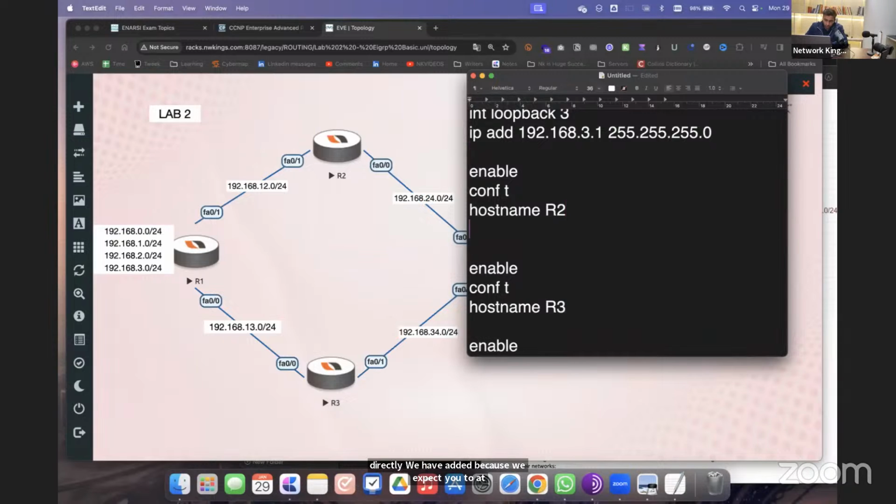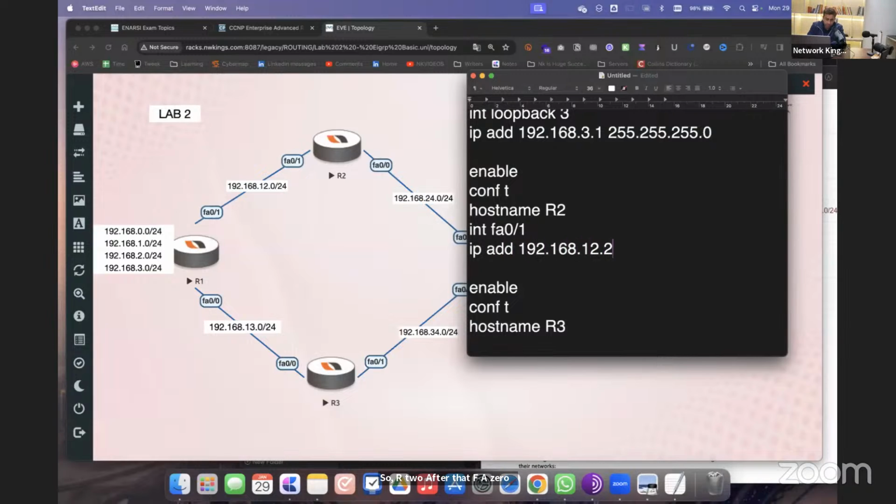Okay, so R2. After that, FA0/1, IP address 192.168.12.2. This is router 2, so all subnets end with 2. Very simple. Interface FA0/0, IP address 192.168.24.2.